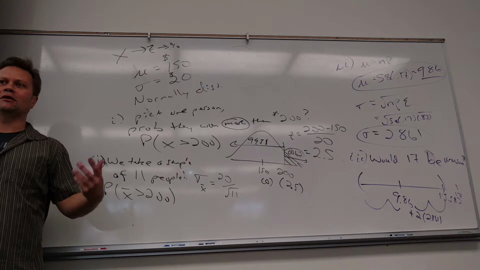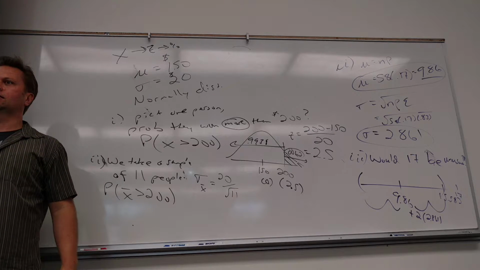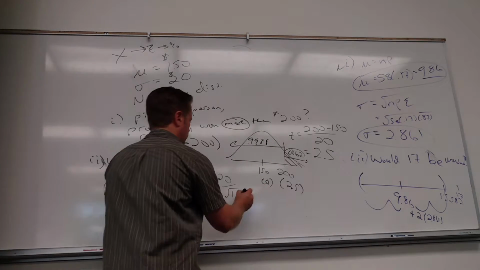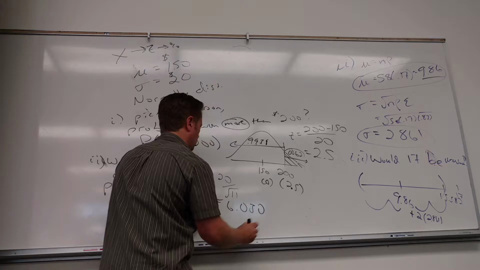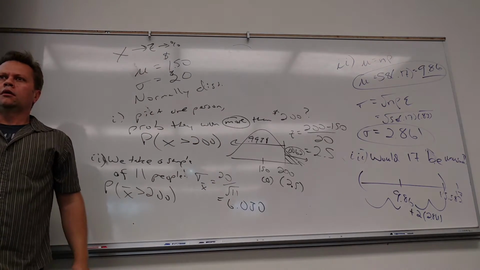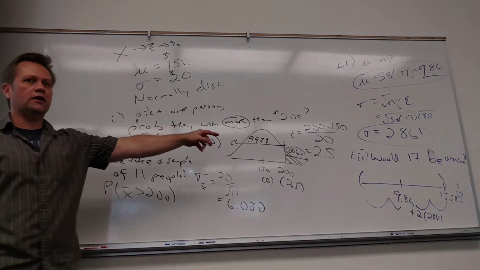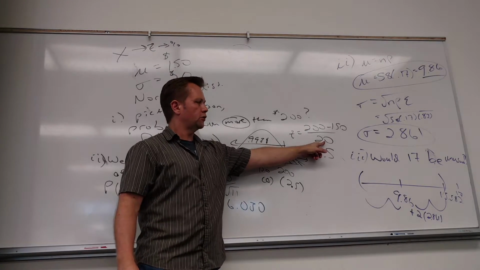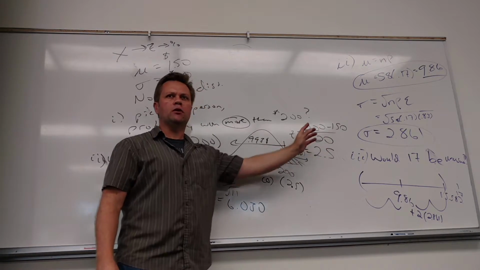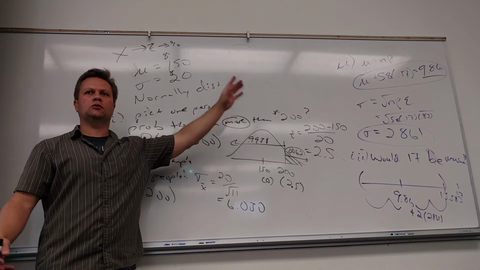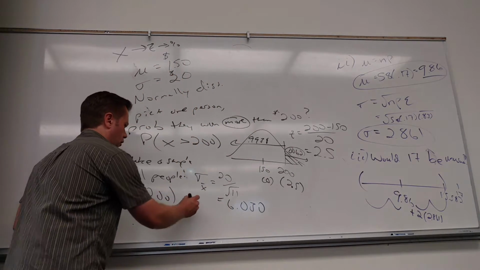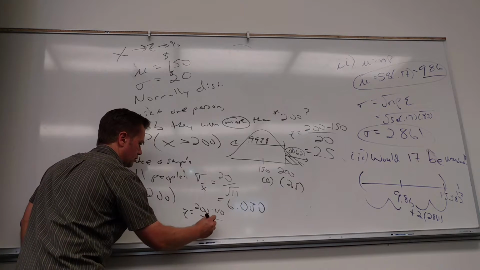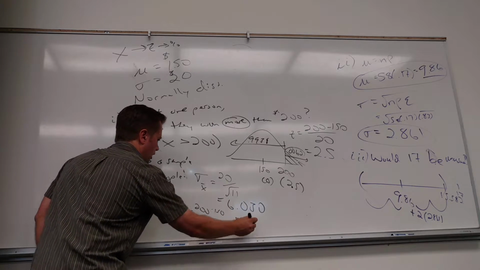5.48. 6.0. 6.030. 6.030? So it's exactly the same work, except instead of 20 there, I'm going to have 6.030. And if you do that, you end up with 8 point something as a Z-score. So if I do this work, 200 minus 150 divided by this, I end up with 8 point something.